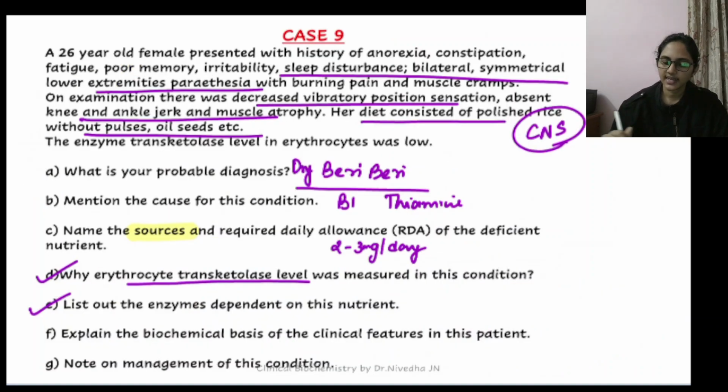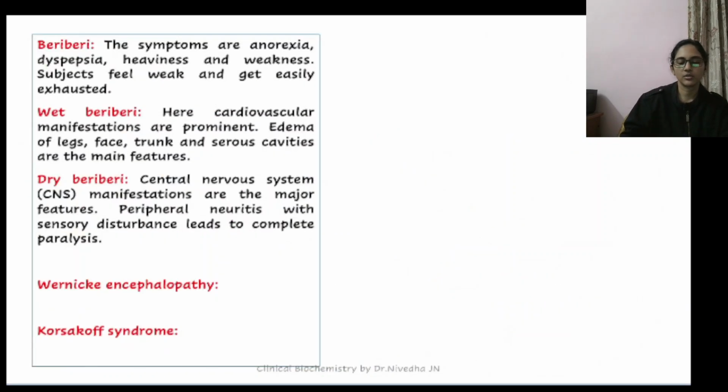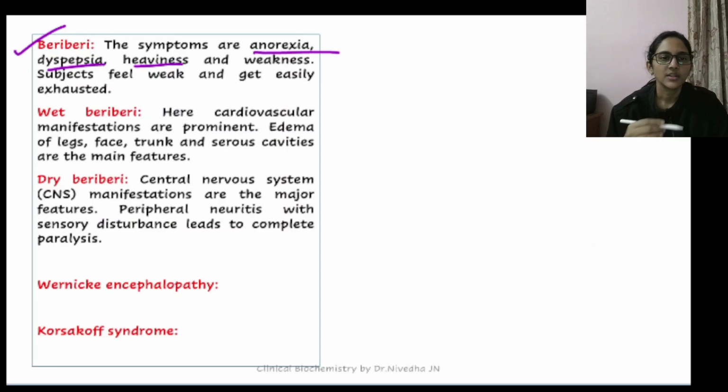Yes. So the next thing is explain the biochemical basis of the clinical features in this patient. So that also we know. What is beriberi? It is the deficiency of thiamine. The symptoms will cause anorexia, dyspepsia, heaviness, weakness and all that. And there is wet beriberi and dry beriberi. Wet beriberi has severe cardiovascular manifestations like edema, and dry beriberi will have central nervous system manifestations like neuritis and sensory disturbances, paralysis and all that.